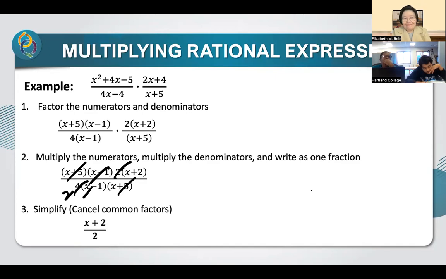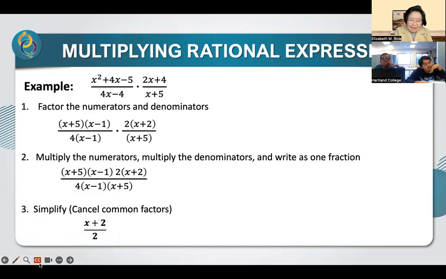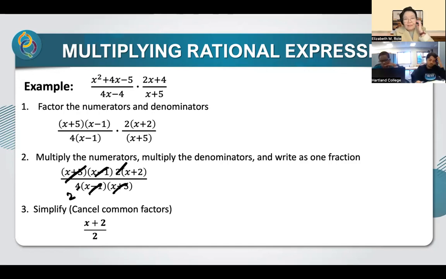I would have left it. Okay, so let me once again erase and let's do that again. So x plus 5, x plus 5, x minus 1, x minus 1, 2 and 4 has a common factor 2. And so we now have x plus 2 over 2. So that's how it is.